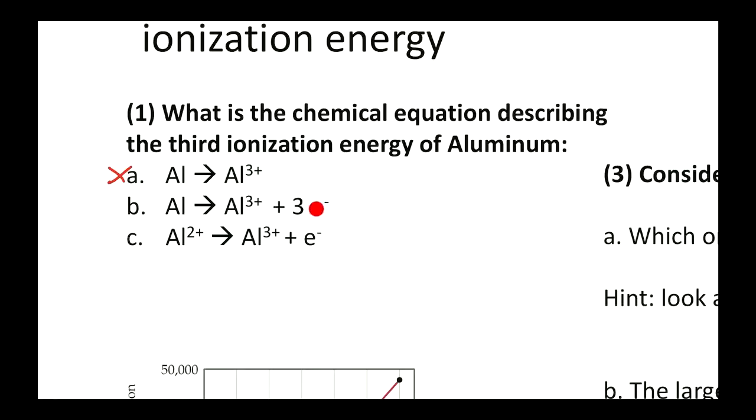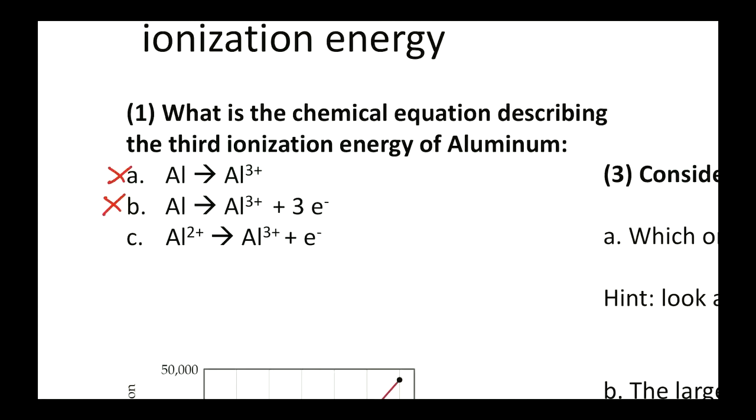What if I balance it, putting the aluminum 3+ and 3 electrons on? This is balanced, but is this the third ionization energy? No, because in the reaction in B, I ripped off all 3 electrons at the same time. So B is not correct either. From process of elimination, the correct answer is C, but let's think about how we can get to it.